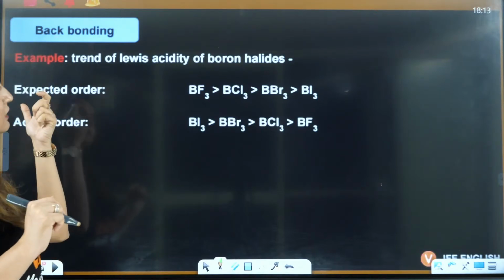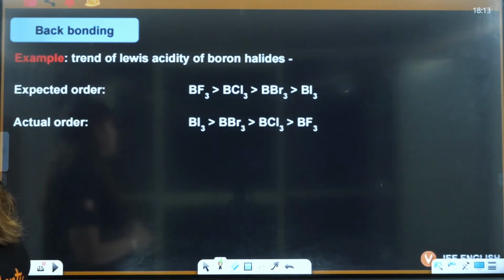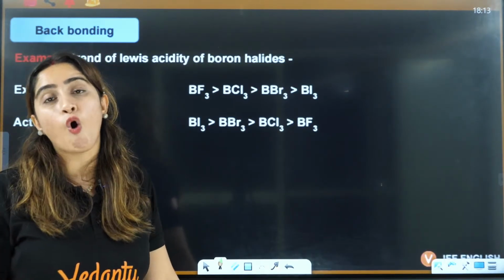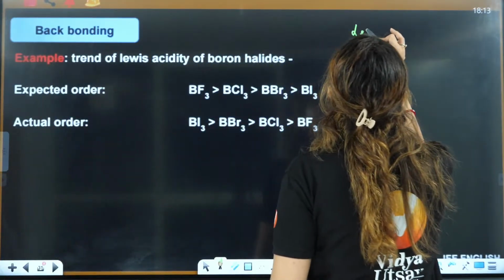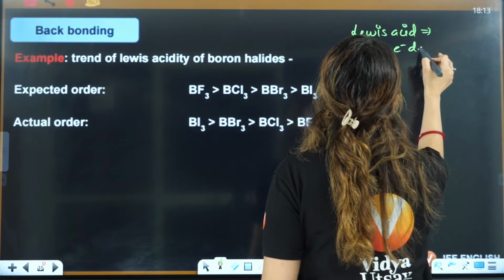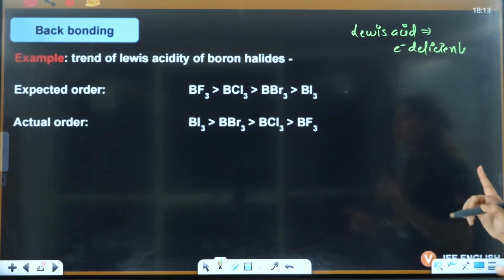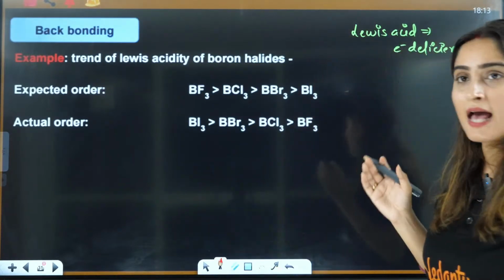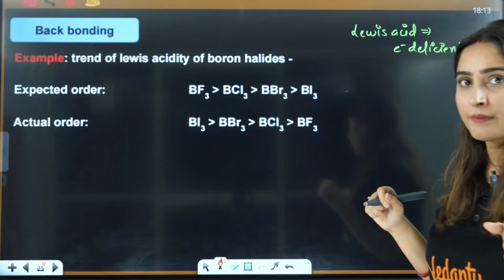If you see the trend of acidity, or you can say, what is a Lewis acid? Lewis acid is the one which has vacancy, which is electron deficient, right? So we can say Lewis acid is one that is electron deficient in nature. So if Lewis acid is electron deficient in nature, that means the more the electron deficiency, the more will be the acidity, right?